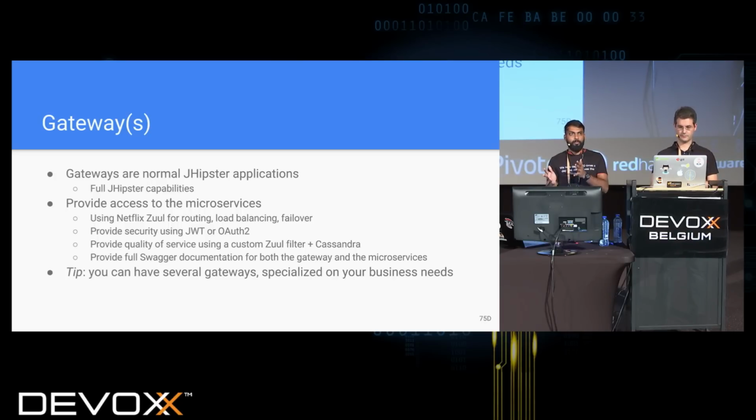We already provide some custom Zuul filters using Cassandra, so you can do some rate limiting, those kinds of things. You can develop your own filters as well on top of the same architecture. There is full Swagger documentation on the gateway for all the microservices. A tip is that you can have several gateways, each doing specialized business code. There is no limit to only one gateway; you can have multiple microservices and multiple gateways. It's quite a common use case.